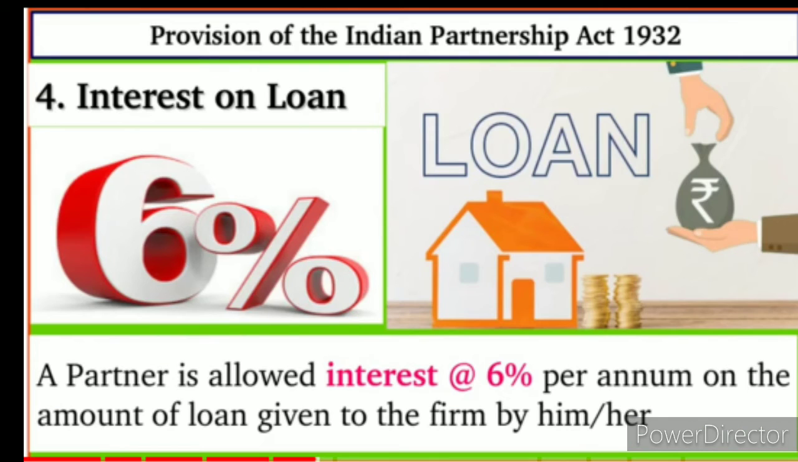Fourth is interest on advances or loan by a partner. If a partner has given or advanced any money to the firm in addition to the capital for the purpose of the business, he shall be entitled to get interest on the advance or loan. But if there is no mention in the partnership deed regarding interest on a partner's loan, according to the Partnership Act 1932, the partners will get interest on loan at the rate of 6% per annum on the amount of loan provided by them to the firm, even if there are losses to the firm.